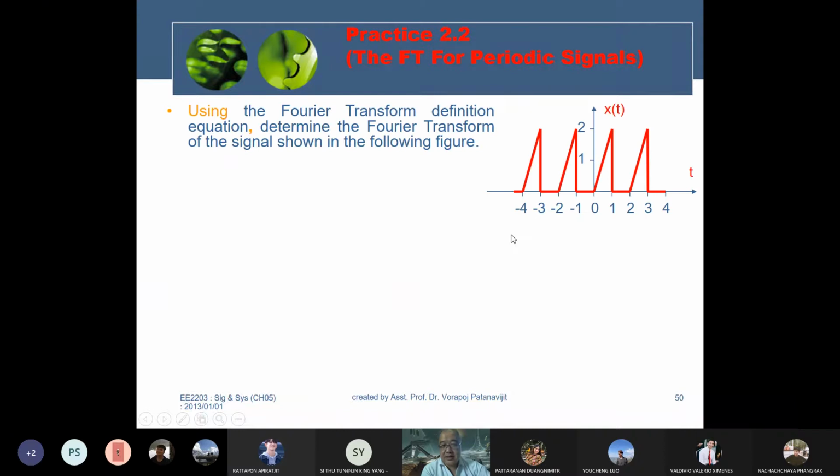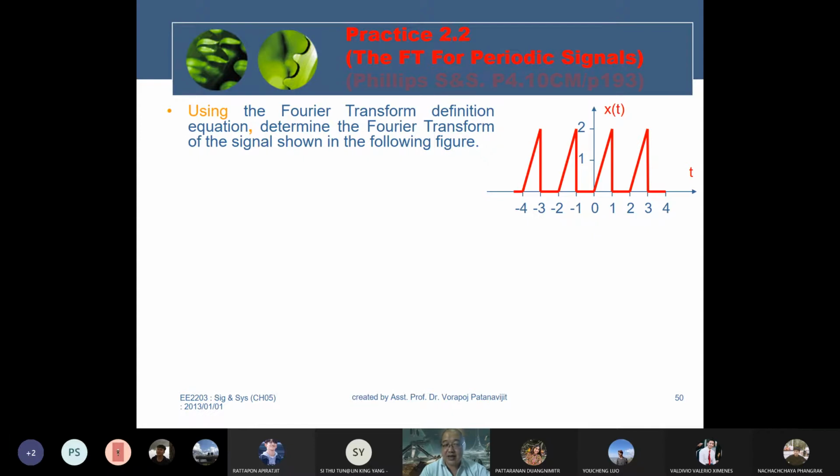Okay, in the previous lecture I assigned you some exercises that you do by yourself. The key of this question is how to model x(t), how to write x(t) in mathematical function form. In this case, determine the Fourier transform of this signal. This signal is already periodic, therefore you must apply the periodic formula.